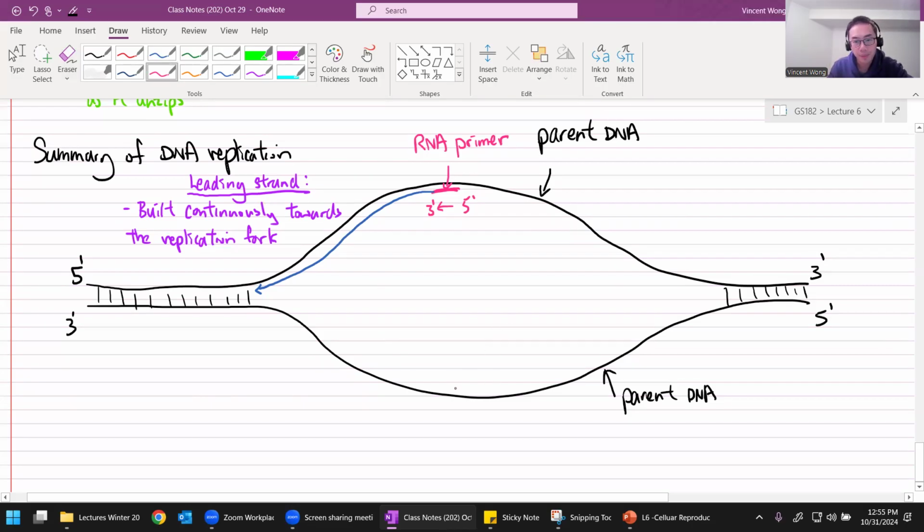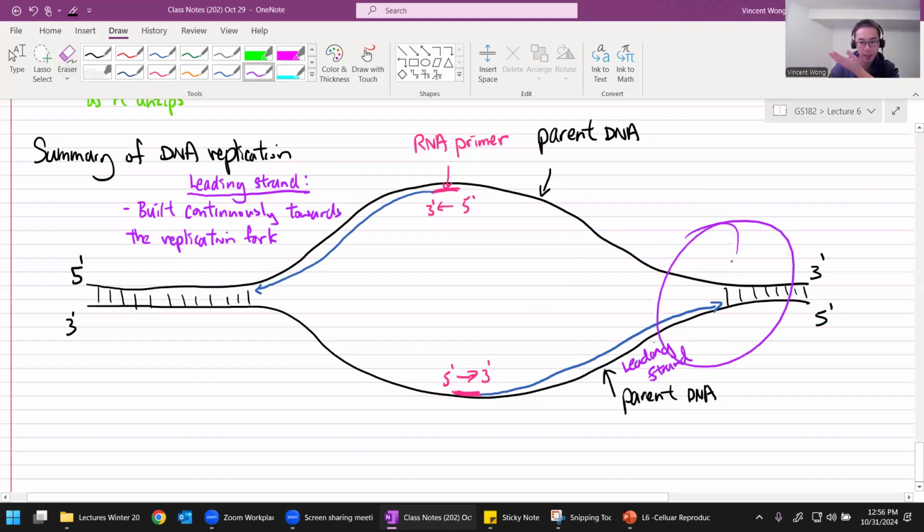At the bottom, we saw earlier, we need to, of course, put a primer as well, but this would be 5 to 3. And this time polymerase 3 will build continuously to the right. So on the other side of the fork, this is the leading strand. It's going into the fork, towards the fork, the replication fork, that is.